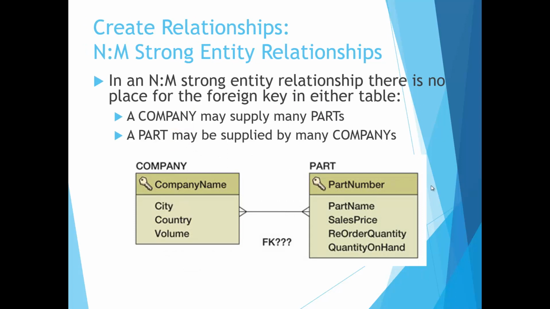To create a many-to-many strong entity relationship, there is no place for the foreign key in either table. A company may supply many parts. A part may be supplied by many companies. So what's the solution in this case?